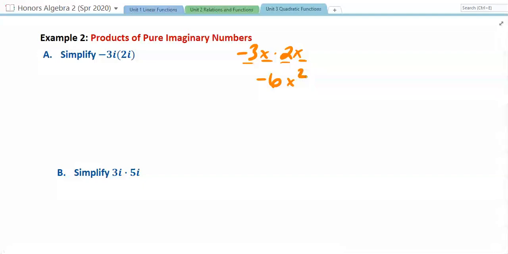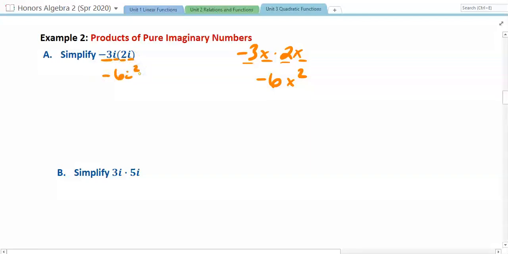And so why would this be any different with an imaginary number? It's not, because our properties don't change just because we have different things, right? Our properties are properties because they work for all mathematical cases. And so when I multiply this together, I'm going to get the negative 3 times 2, which is negative 6, i times i, which is i squared.